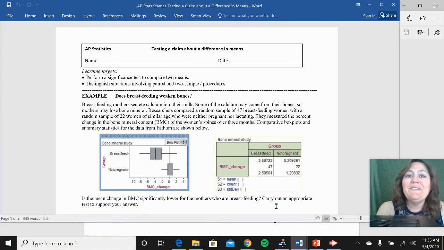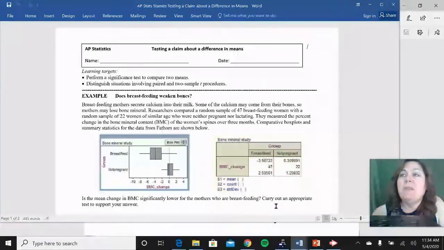It's to see if breastfeeding weakens bones, because there's calcium that mothers that are breastfeeding do secrete into the milk. It says here, some of the calcium may come from their bones, so mothers may lose bone mineral. Researchers compared a sample of 47 breastfeeding women with a random sample of 22 women of similar age who were neither pregnant nor lactating. They measured the percent change in bone mineral content, that's the BMC here, of their spines over 3 months.